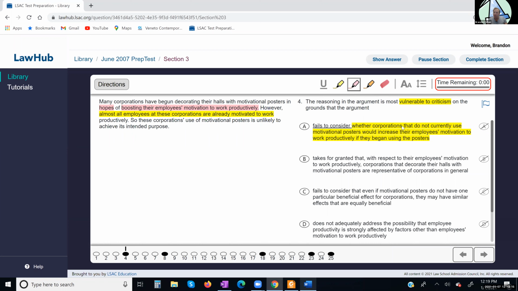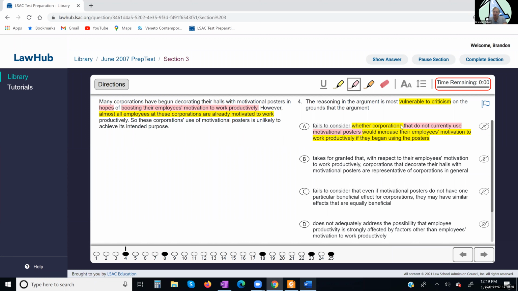Okay. But this is about corporations that do not currently use motivational posters. When I went back to double check, they've begun decorating their halls with motivational posters, but they might have motivational posters elsewhere. We might be putting them around everybody's cubicle. In every single cubicle, we're putting a motivational poster. In every hallway, in the entrance, we have motivational posters. Now we're just adding it to the halls. Okay, so that's why A wouldn't actually apply to this situation. Close, because if they began using posters, it would increase it. That would be a problem.